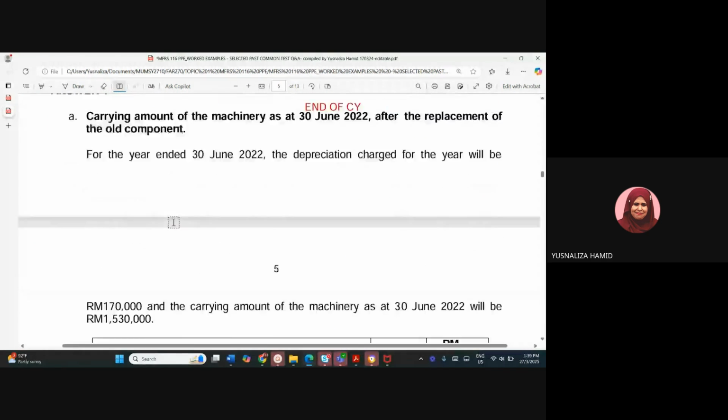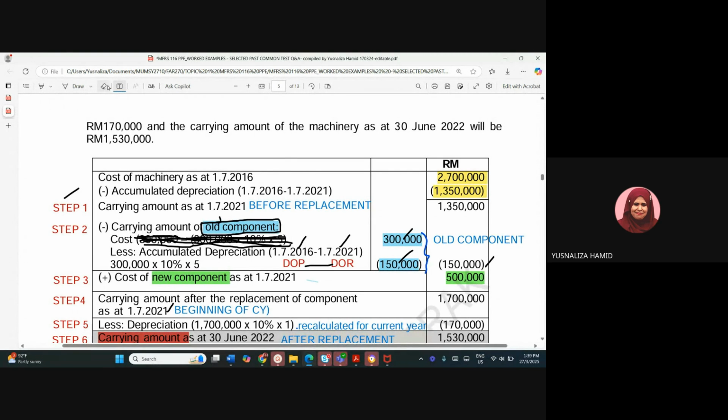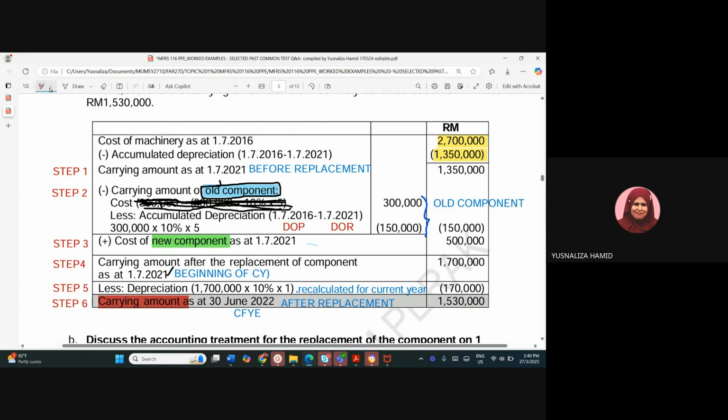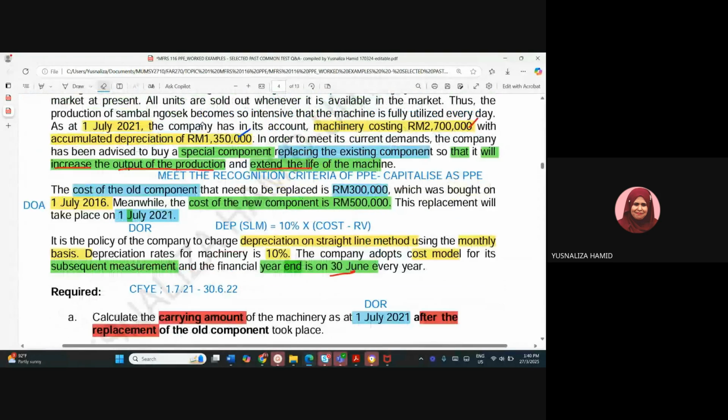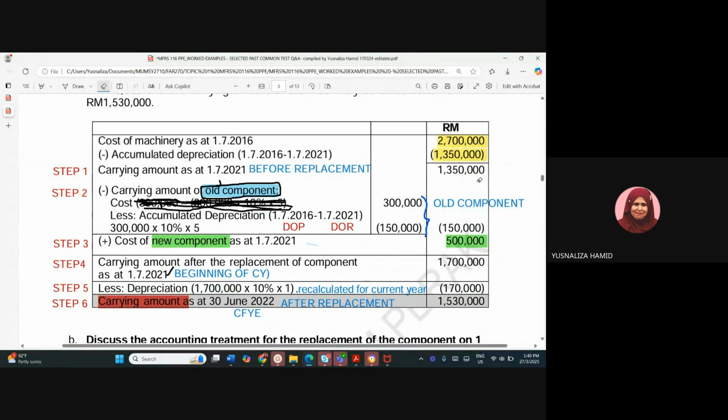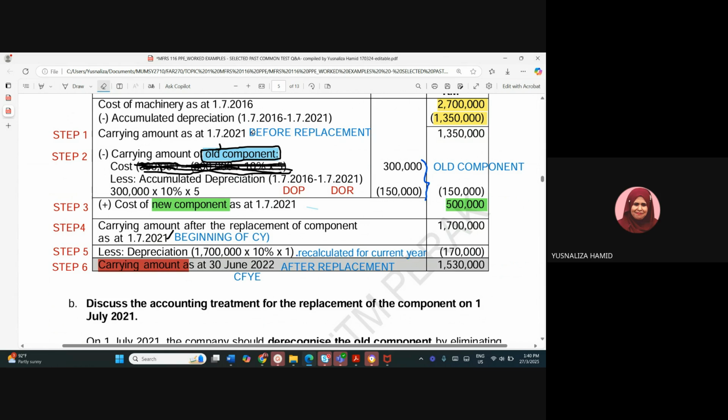So number one, you need to first do what you have done before. Step number one, go and find out the carrying amount of the machine before the replacement. In this question, you are not going to calculate any accumulated depreciation of the machine before replacement since it is clearly given. Before this, we had to calculate, remember, we calculated 280,000 just now, but this one is given here, 1.35. The cost is given. So just take this minus this, and you get 1350. That is the carrying amount before replacement. The next one is to find out the carrying amount of the old component.